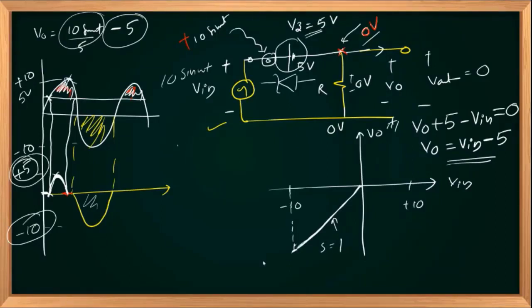When input is positive, and if that is less than 5 volts, the diode is reverse biased. This becomes open, no connection between input and output. The drop across R will be the output voltage, and the drop across R will be 0 volts. So output will be 0 when input is between 0 to 5. Clear.